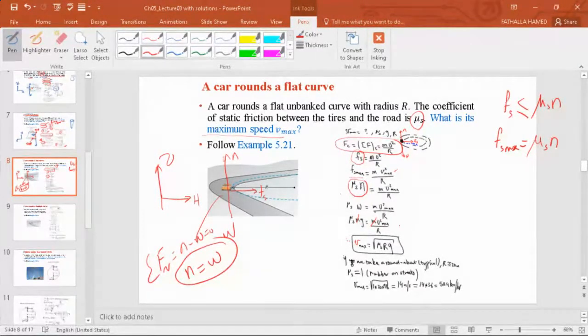You can multiply it out. So from here you will have mu s g r equal to v max squared. So if you want to get your v max, it will be the square root of mu s r g, and that's the maximum speed that you can achieve.